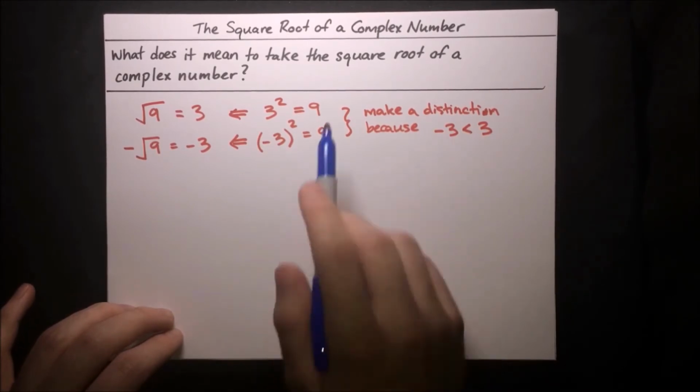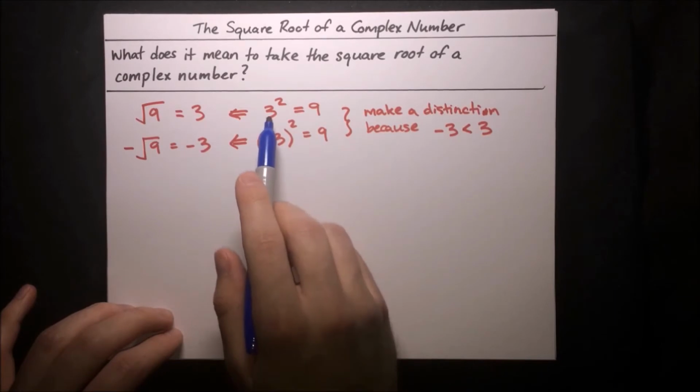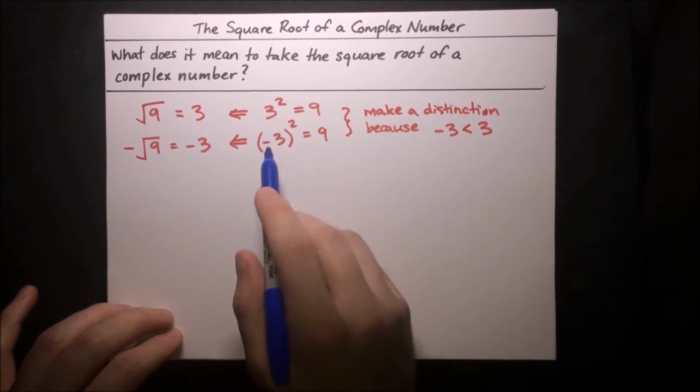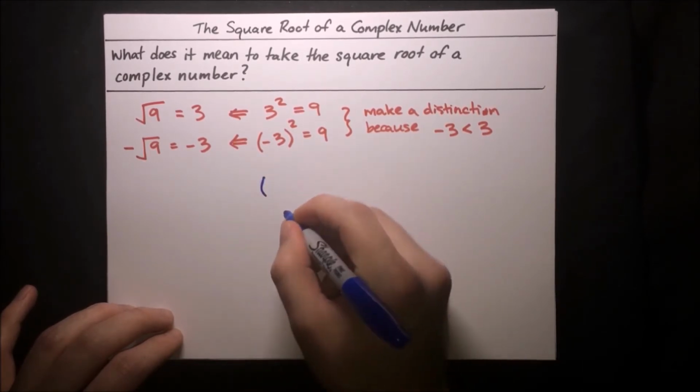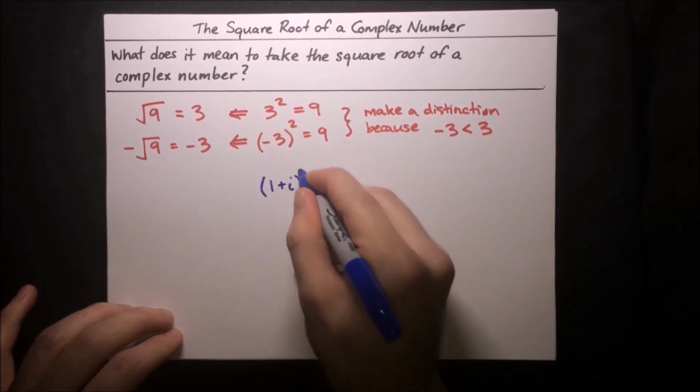Okay, so to get a square root fact for a complex number, why don't we stick in a complex number and square that instead of using a real number? So instead of 3 squared equals 9, why don't we go ahead and square a complex number, say a very simple one. How about 1 plus i?